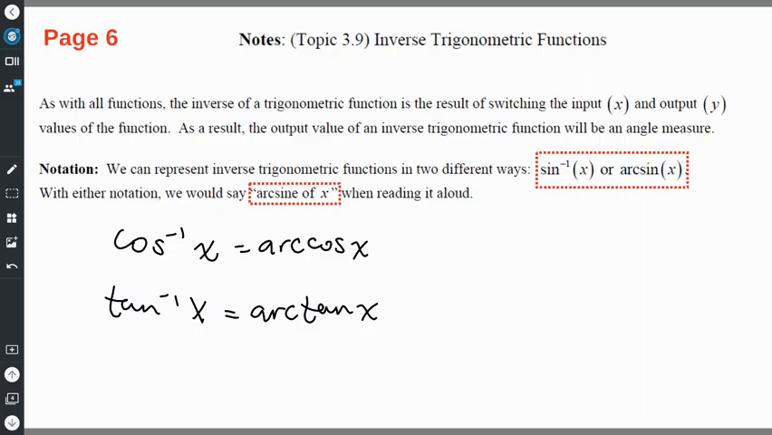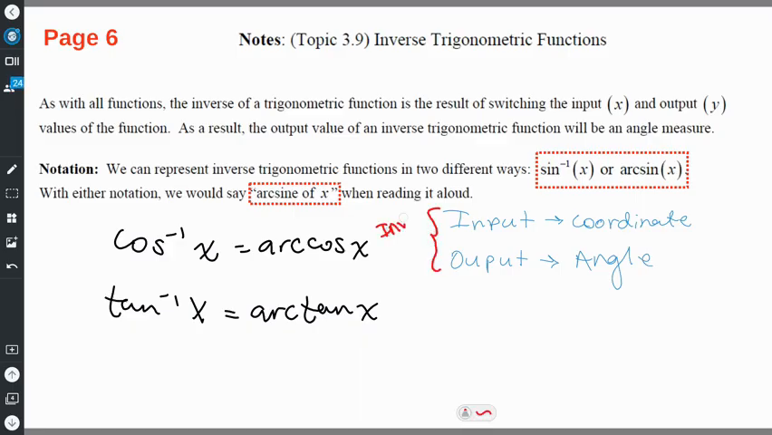All right, so the input for the inverse is the coordinate point. And the output would be what? The angle, right? Again, this is for the inverse. Because for sine, cosine, and tangent, the input was the angle and the output was the coordinate. So it would make sense as to why the inverse is swapped, right?